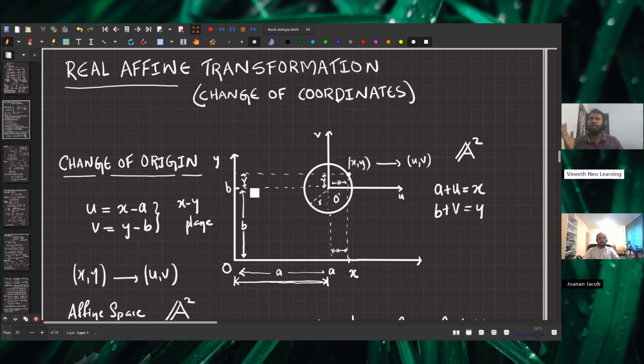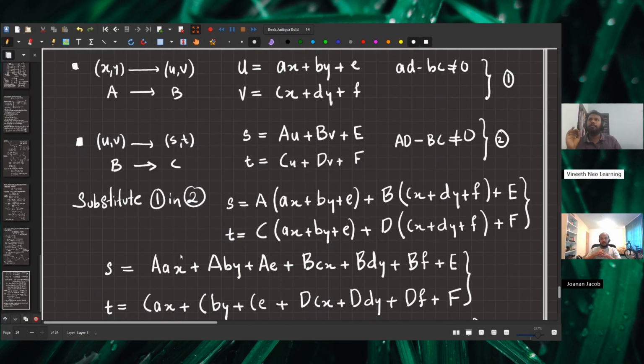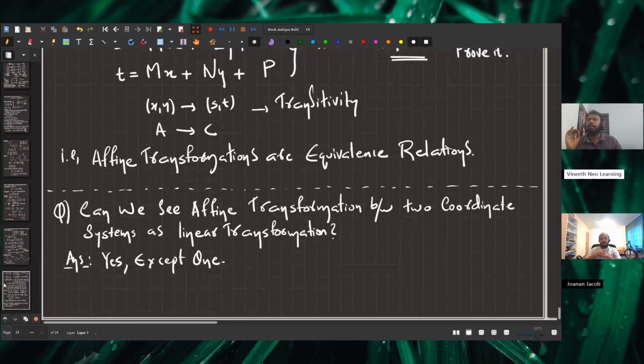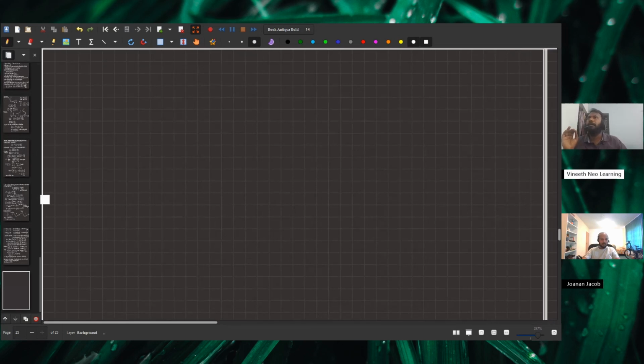What is a linear transformation between two vector spaces? Before that, what is a vector space? A vector space is essentially a group. A vector space is essentially an additive abelian group. Think about it: every vector has an inverse, and when we add two vectors, we get another vector.